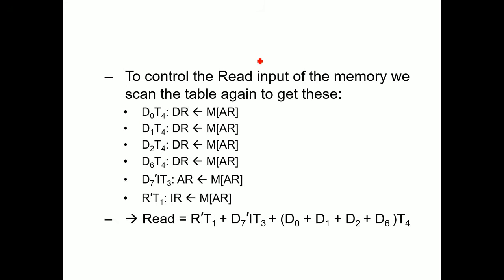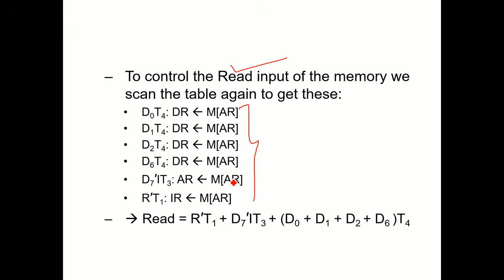Now let's see how we can control the read control input of the memory. We know that memory has two control inputs, the read control input as well as the write control input. Here we are discussing only the read control input. Read operation means placing memory information on the bus, whereas write operation means transferring the information on the bus to the memory. So read means memory will be on the right hand side.